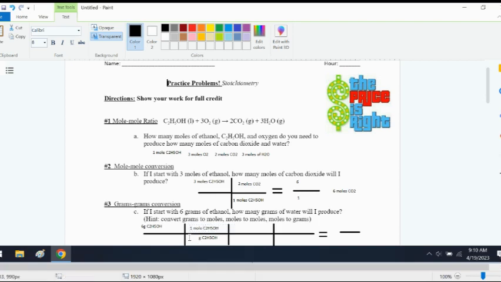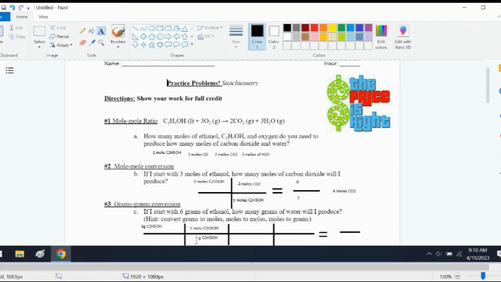So really all I got to do at this point is to figure out what the formula mass of ethanol is. So I'm going to need to use my calculator. Right now, off screen, I'm getting my calculator out, and I am going to figure that out.